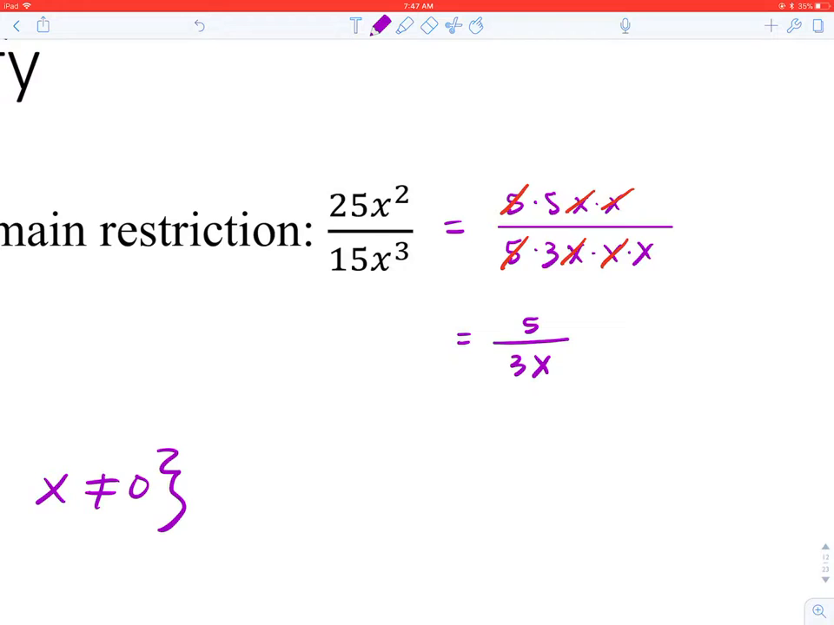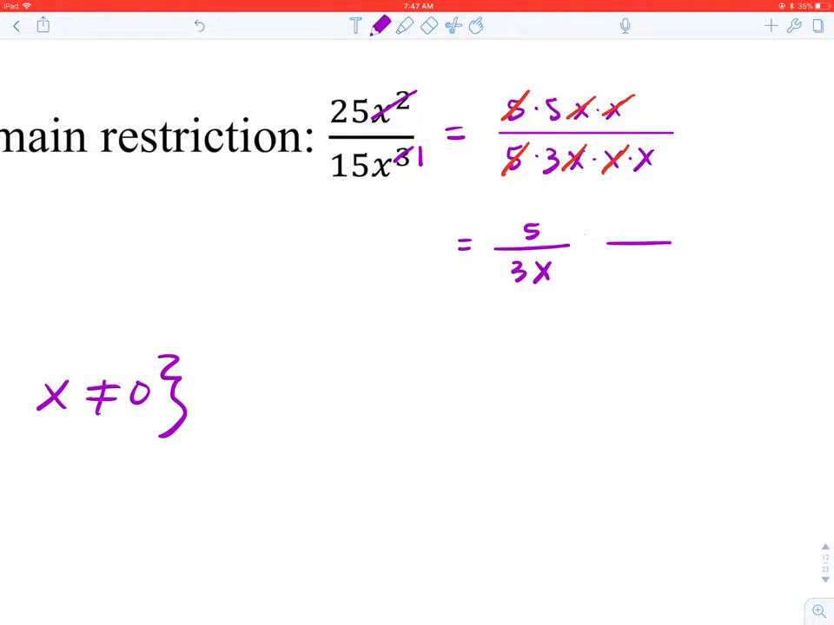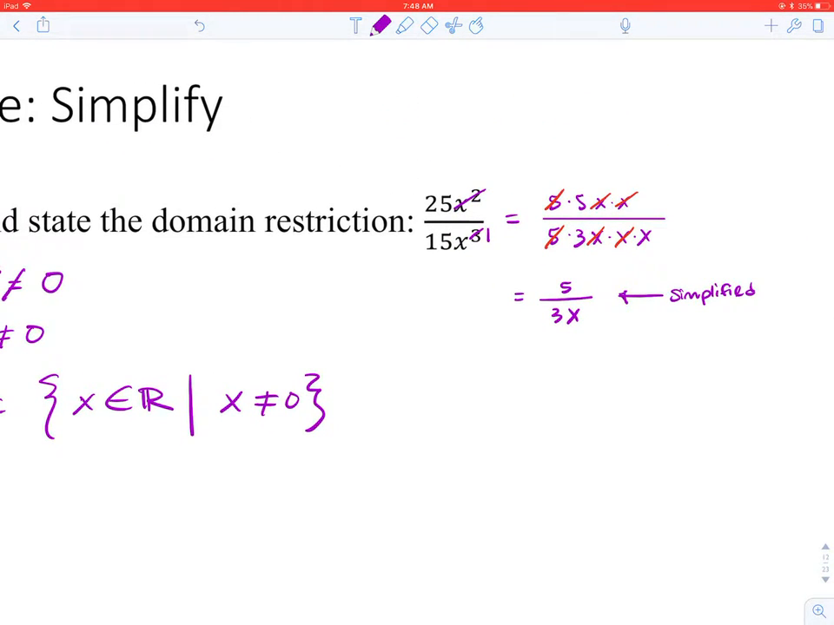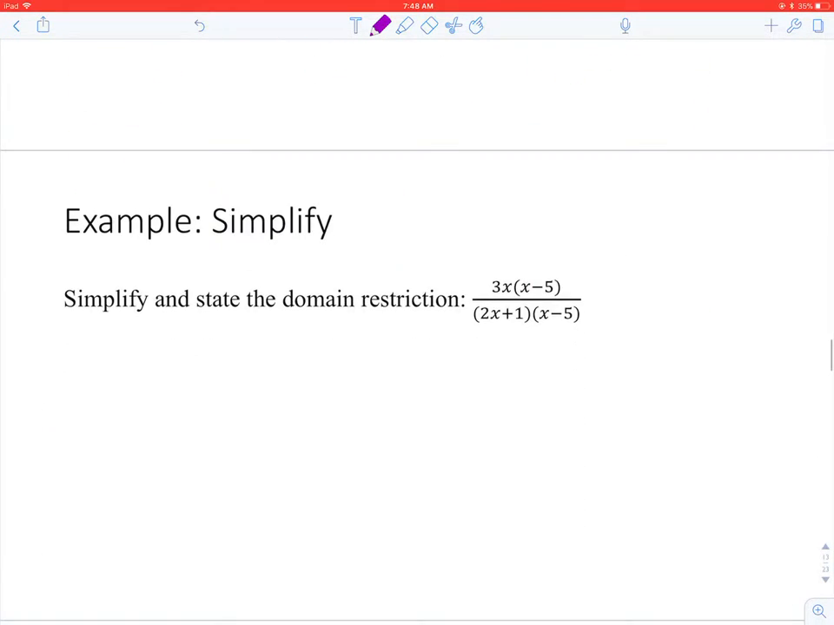Now, you do not need to write out x squared is x times x or x cubed is x times x times x. If you remember when we were studying exponents, I would say that, okay, well, there's an x squared here that will cancel with an x squared here, leaving us with just an x in the denominator. Okay, so this is the simplified version of the rational expression, and the simplified expression here actually has the same domain restrictions as the original expression, but that's not always the case. All right, so let's look at the next one.